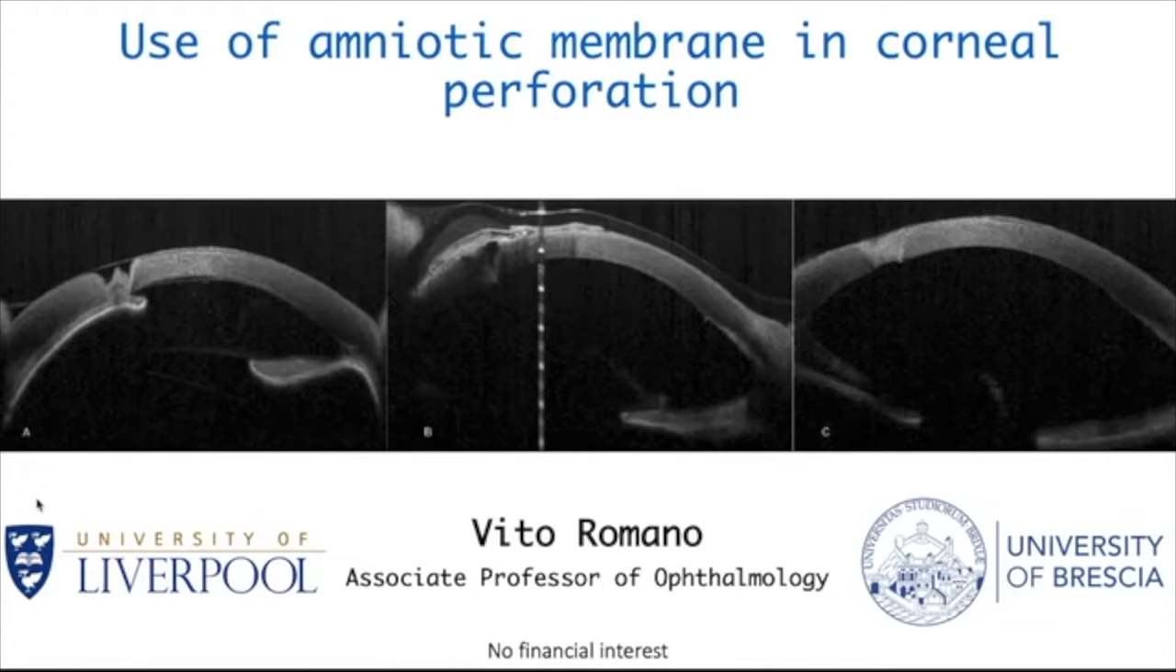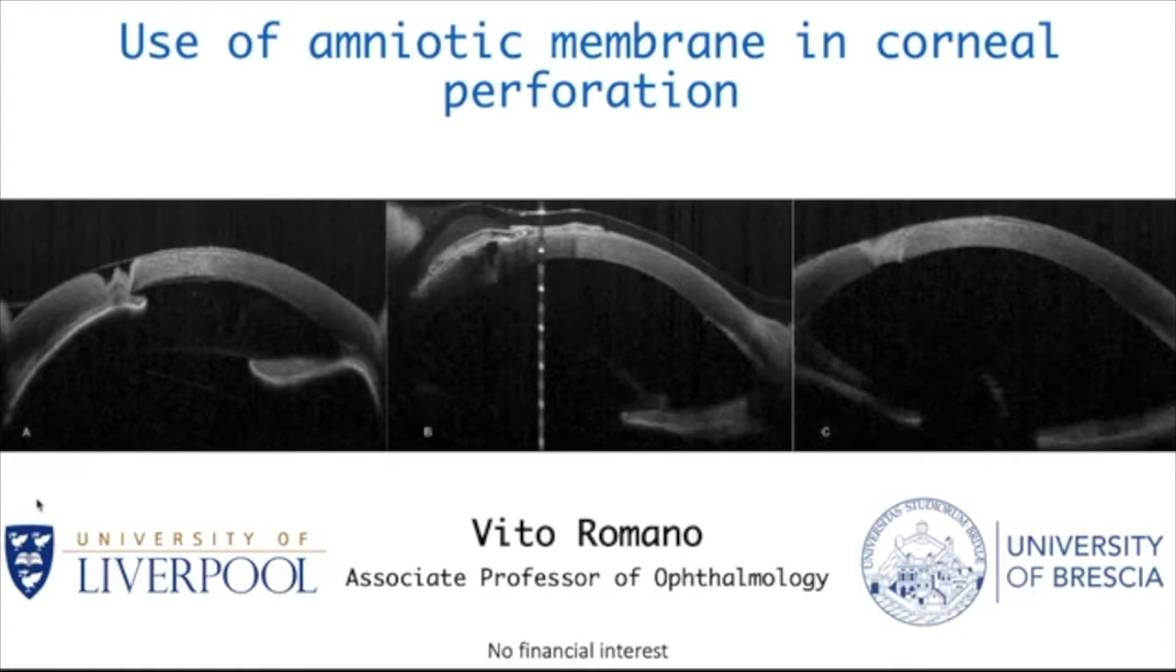As you can see from the title of my talk, I will explain the use of amniotic membrane in corneal perforation. Corneal perforation may result from various disorders, such as infection, inflammation, trauma, or stromal melting. The management depends on size, location, and etiology.